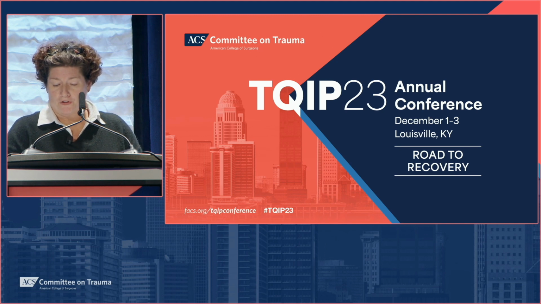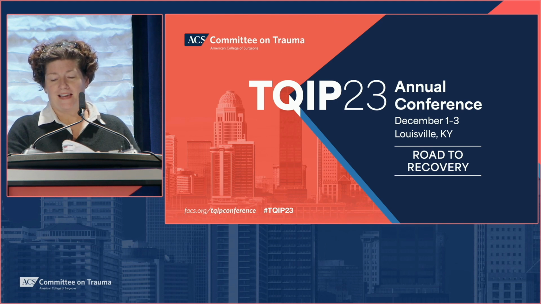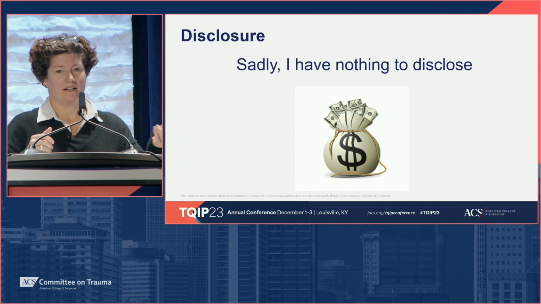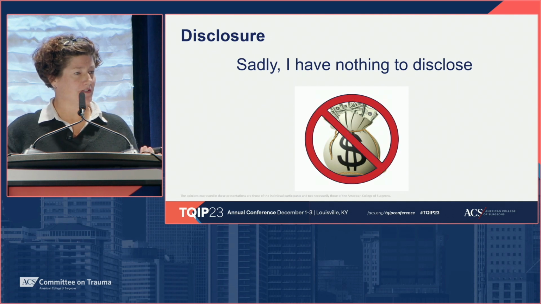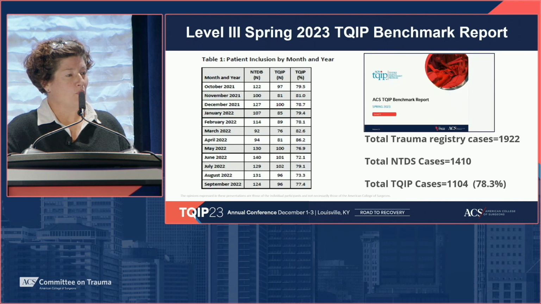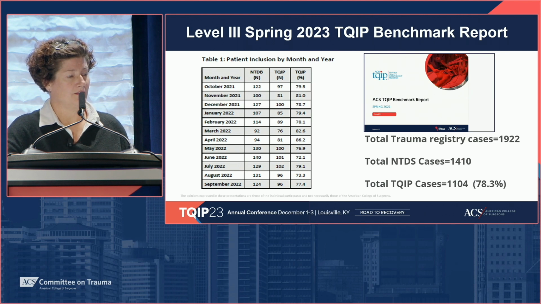So I had a learning curve when I accepted the TPM position at a state designated Level 3 trauma center in Virginia Beach in July. And, well, let me forward, I'm sorry. I should have started with, sadly, I have nothing to disclose because I don't. So I picked up my benchmark report and figured this is the best way to get to know my program. Where should I start? And very humbled to learn, thinking coming from a level 1 to a level 3, that things might be a little bit easier for me, which they're not.